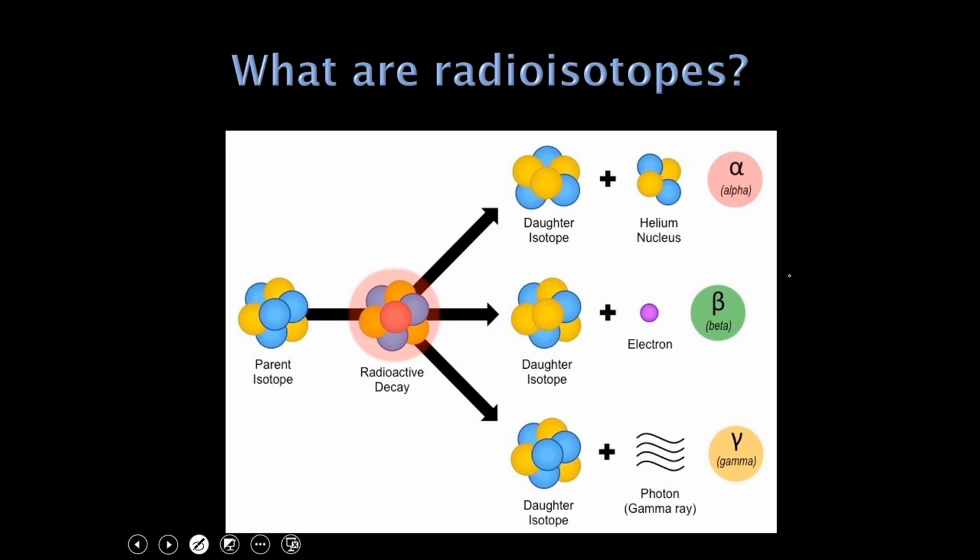Okay, next, what are radioisotopes? They're special types of isotopes that aren't stable. They will spontaneously decay, and when they do, they will release radiation into the environment. So they're isotopes that have a different weight and are unstable, will break down, and release radiation.